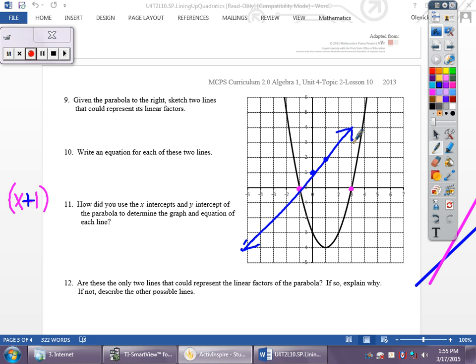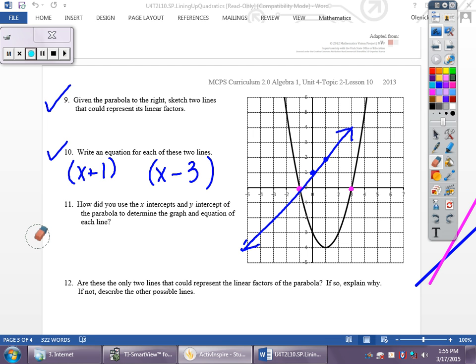If I want to go through positive 3, I'm going to use x minus 3. Okay, so we took care of number 9. Number 10, there's my factors. Let me erase this out of the way. And notice when I come up with the two equations, it is the opposite of the point. So instead of negative 1, it's going to be positive 1. Also think of us plugging into that vertex form. It's x minus, so x minus a negative 1 turns it to a positive, trying to bring everything back around.